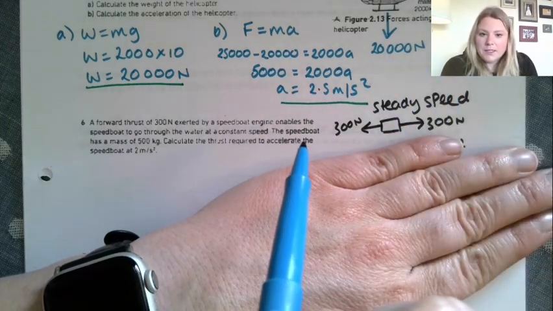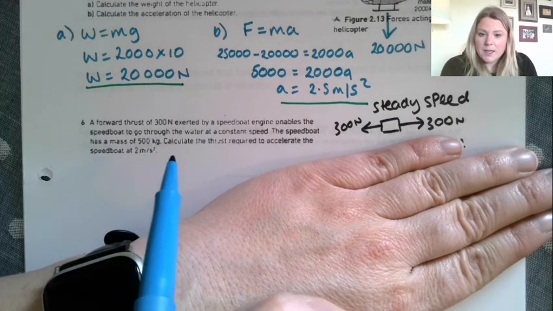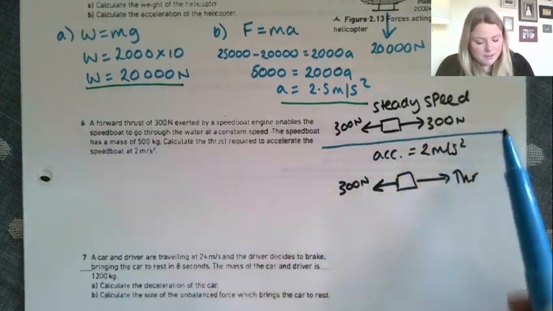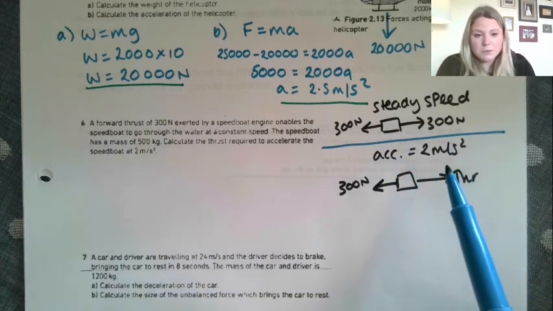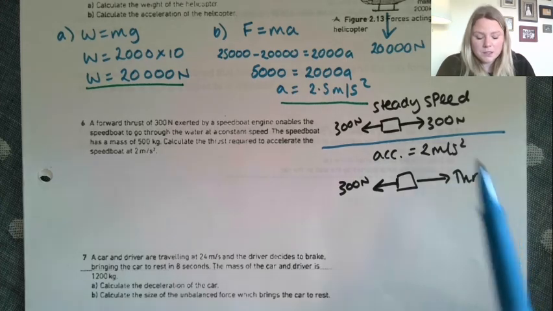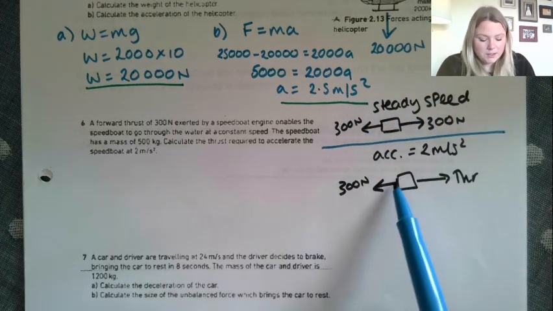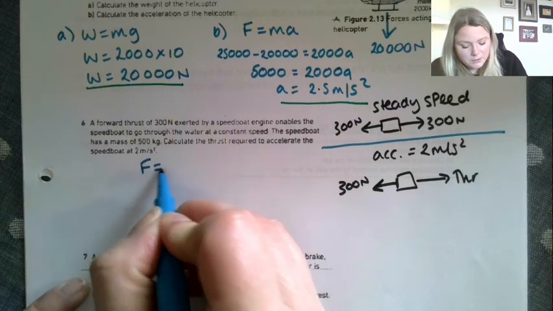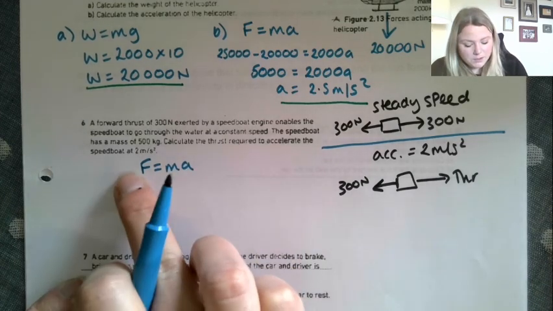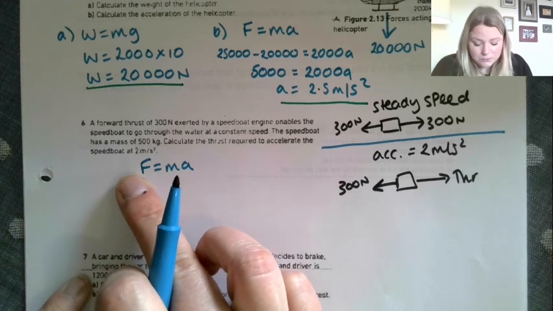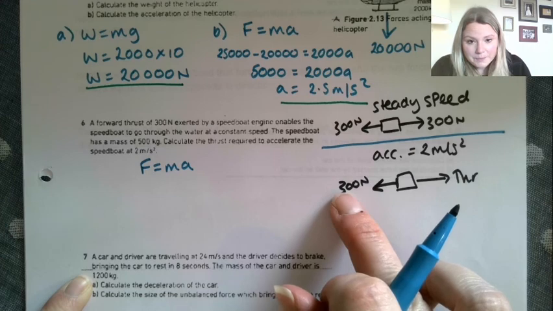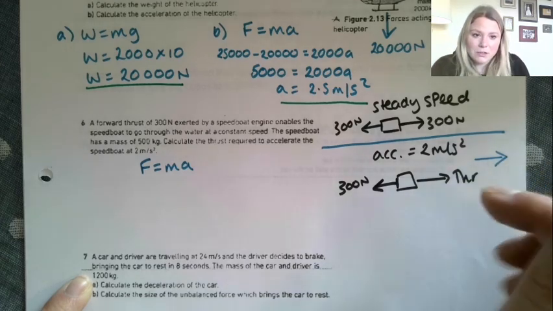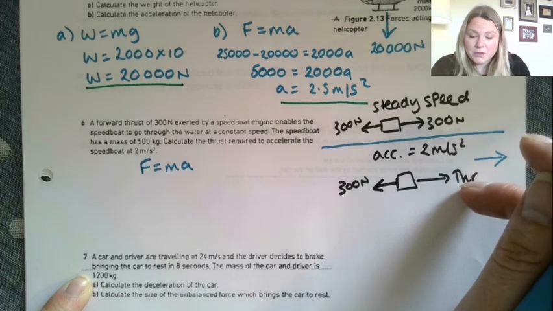It tells us the speedboat has a mass of 500 kilograms. Calculate the thrust required to accelerate at 2 meters per second squared. So this is my second scenario here. Now it's accelerating at 2 meters per second squared. We have to figure out the thrust, but we can use this earlier information to tell us that the resistive forces acting here are 300 newtons. So for this diagram here, I'm going to be using F equals ma. Now, my resultant force, and the F in F equals ma is the resultant force, is going to be the thrust take away the 300 newtons. Because it's accelerating, it's going to be going in the direction of the thrust. So that must mean that the thrust is the bigger of the two forces.